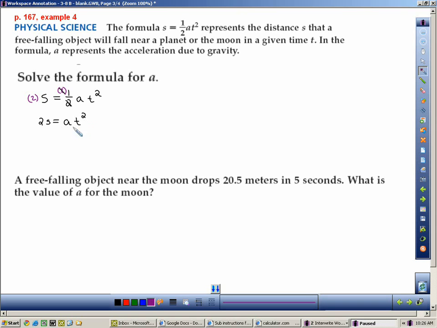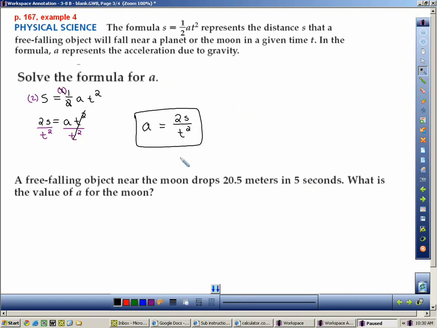I want to remove the T squared, which is currently being multiplied. To remove that, I do the opposite, which is divide both sides by T squared. So that's going to cancel, leaving my A by itself, and I'll put that on the left side. And on the right, I'm going to have 2 times S over T squared. So I have now isolated my A in the formula.